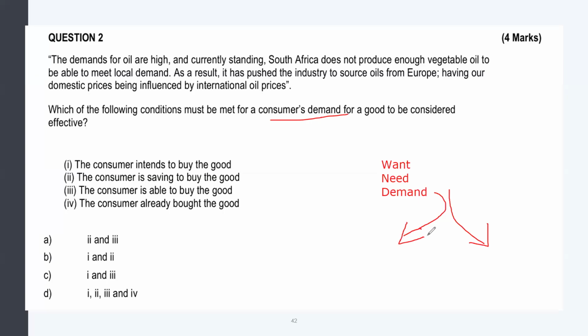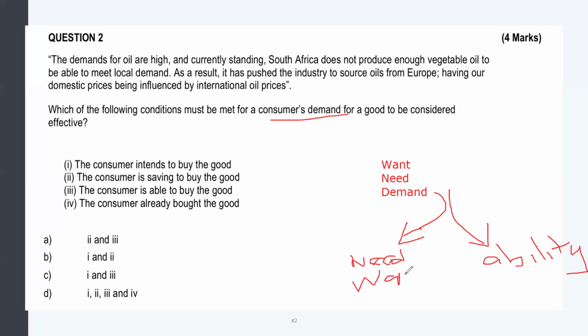Does anyone still remember? Want and need. Want, need, and affordability. The ability. The type of car maybe that you want, you have to demand. Need and ability.